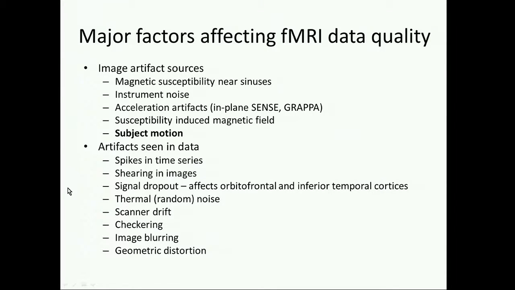These manifest in the time series in interesting ways. From simply a data perspective, how these artifacts manifest in the data, they can manifest as spikes in the time series, distortion or shearing of the images, signal dropout, of course, affecting the orbitofrontal and inferior temporal lobes, thermal noise, which is basically just Gaussian noise in the data, scanner drift, checkering artifacts, image blurring, geometric distortion. So these are all the things that can happen.